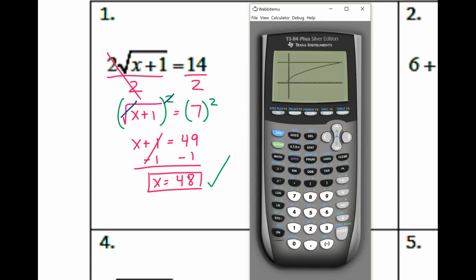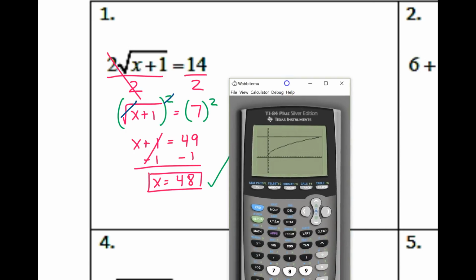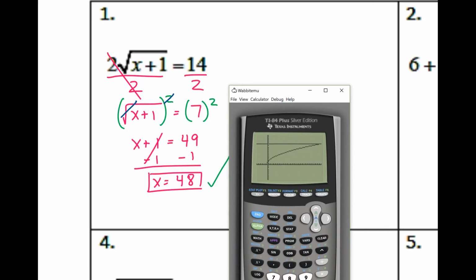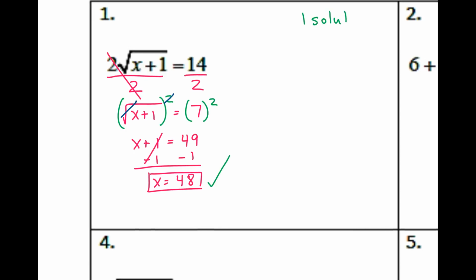How many times do these lines touch each other? 1 time. So how many solutions should we have ended up with? 1 solution. So that's how you can check to see how many solutions you should end up with. If I had done that beforehand, I had figured out, okay, there's 1 real solution, and then I solved the problem and I ended up with 1 solution, do I need to plug that back in to check it? No. You don't need to.